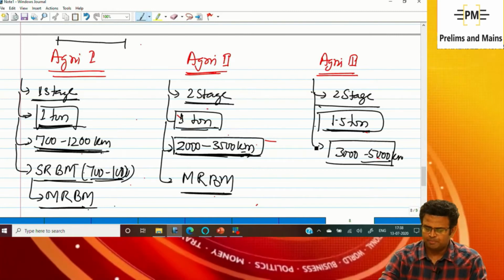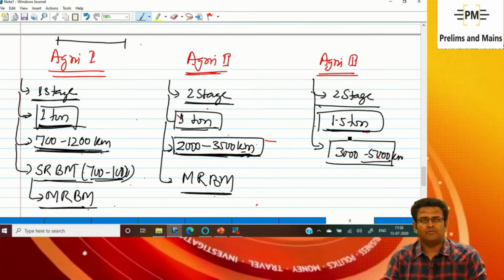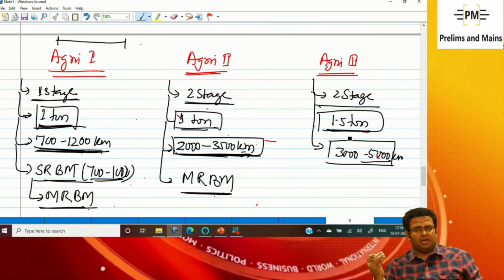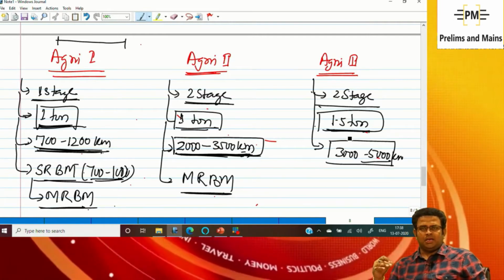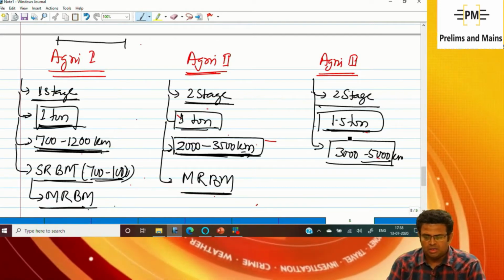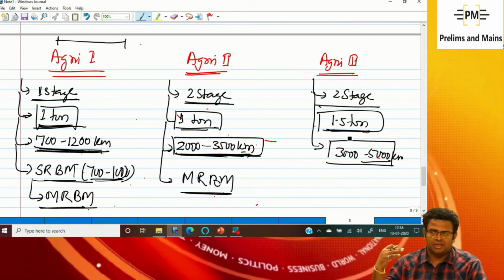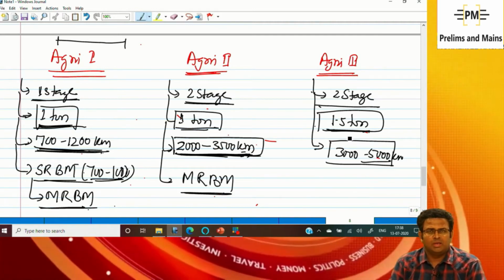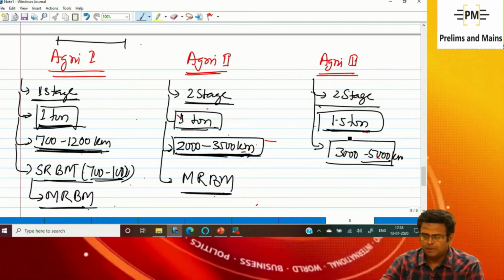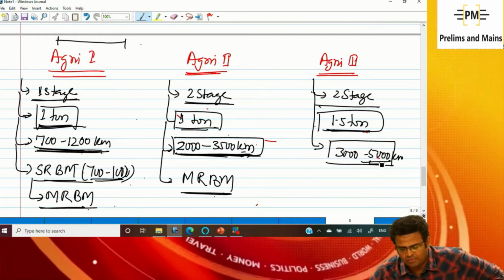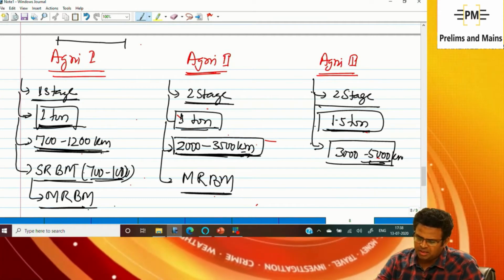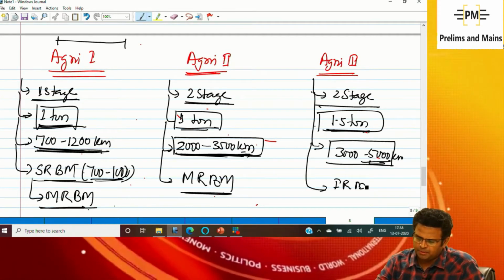3000 to 5000 kilometer means if I am carrying 1.5 ton, possibly it will go to 3000 kilometer. If I am carrying a little less warhead, then it can go up to 3500 kilometer. If the payload is around 1 ton, it can go to 4000. Slowly and slowly, as the weight of the warhead decreases, the range or distance coverage will increase. So 5000. Here it is 3000 to 5000 kilometer, it is about the Agni 3, and we can say that it is an intermediate range ballistic missile.